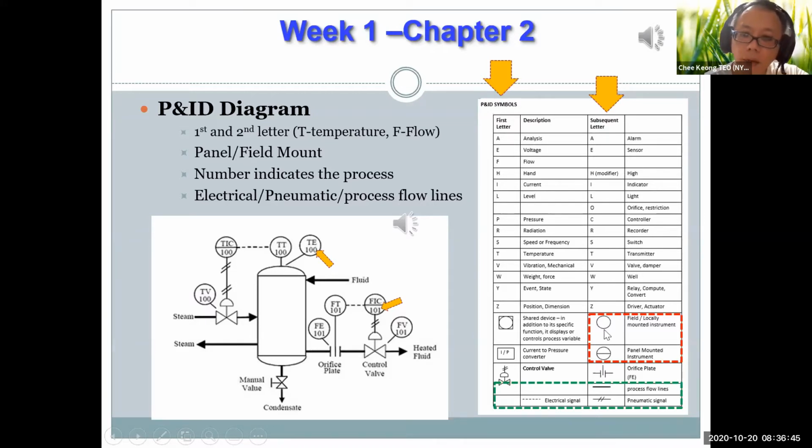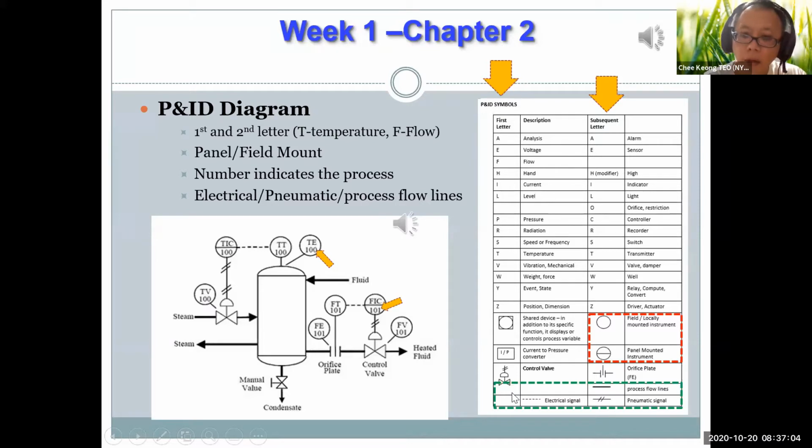And then what do the circle and semicircle mean? For example, this is a full circle. It means that this equipment is field or locally mounted, so it's mounted in the field. Whereas this one is with a dash in between. This is mounted in the panel, which means in the control room.